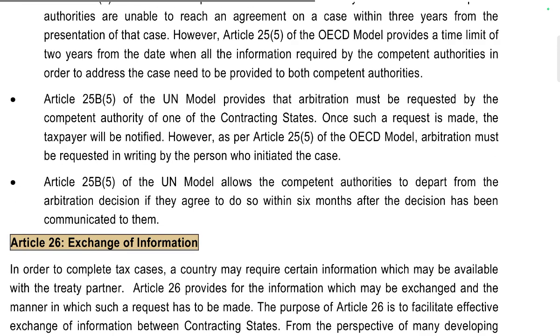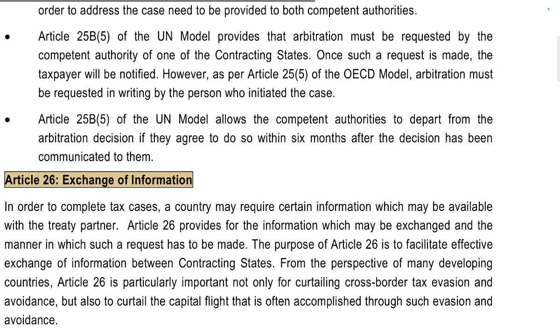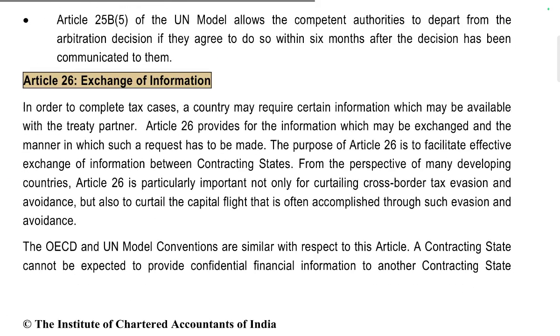Article 25B paragraph 5 of the UN model provides arbitration must be requested by the competent authority of one of the contracting states. Once such a request is made, the taxpayer must be notified. However, under Article 25 paragraph 5 of the OECD model, arbitration must be requested in writing by the person who initiated the case. Article 25B paragraph 5 of the UN model allows the competent authorities to depart from the arbitration decision if they agree to do so within 6 months from when the decision has been communicated to them.